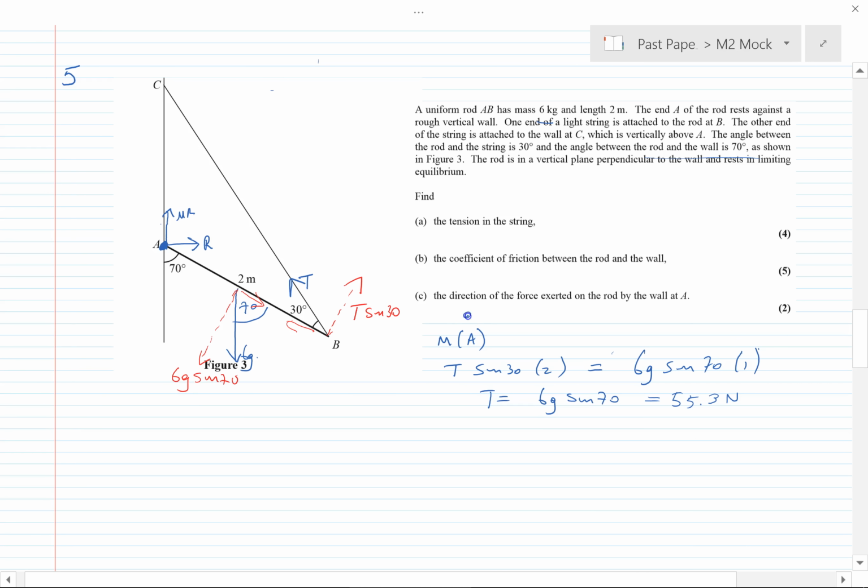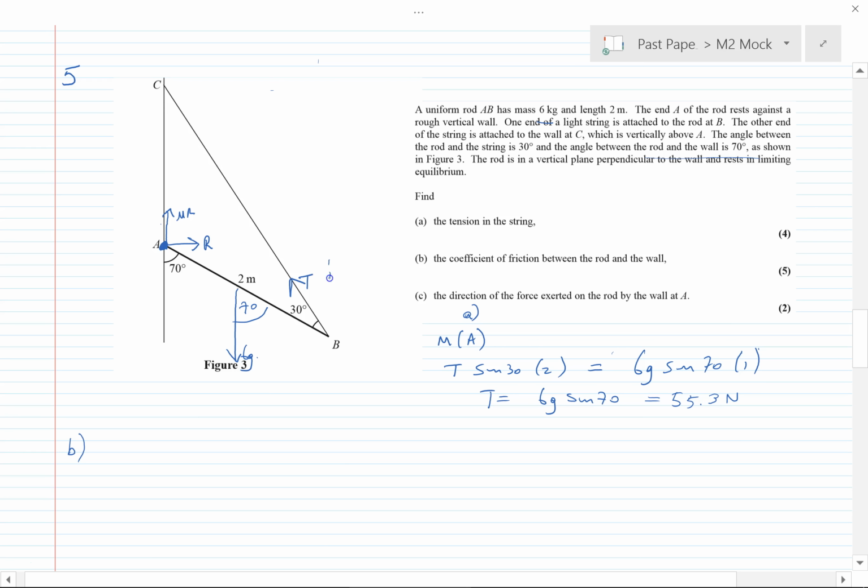That's part A. Part B, now with these questions, 3 equations is normally what we want, and more often than not 2 resolving equations and 1 moments equation is going to be the best way to go. Not always, but normally. People often take 2 moments equations, and sometimes it can be harder, but it's not a hard and fast rule, but often in these cases that's the way it's going to be.